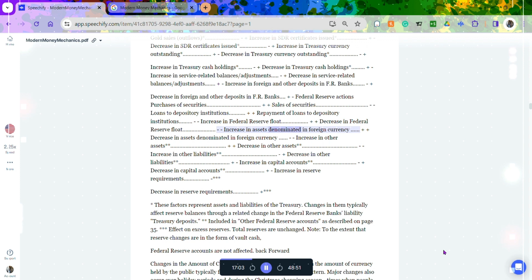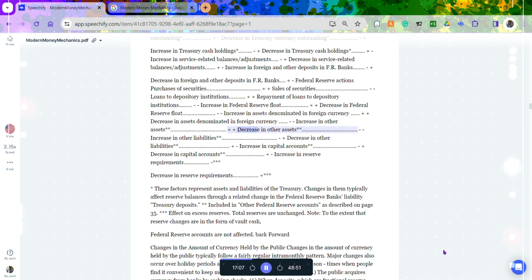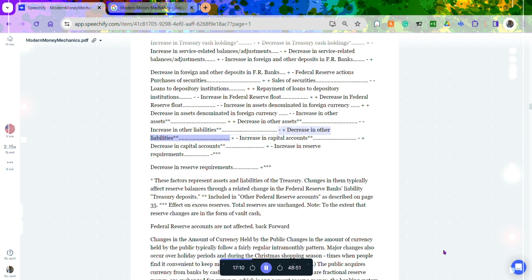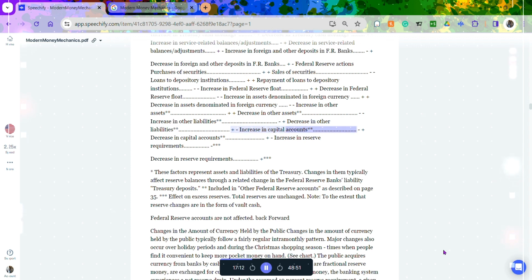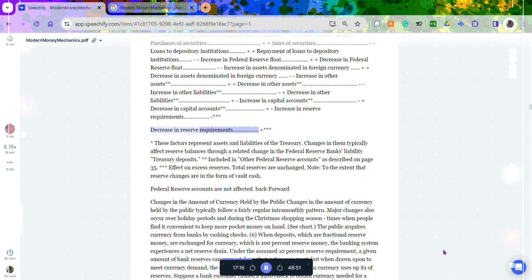Increase in assets denominated in foreign currency, plus decrease in assets denominated in foreign currency, increase in other assets. Plus decrease in other assets, increase in other liabilities, plus decrease in other liabilities. Plus, increase in capital accounts, plus decrease in capital accounts, plus increase in reserve requirements. Decrease in reserve requirements, plus.